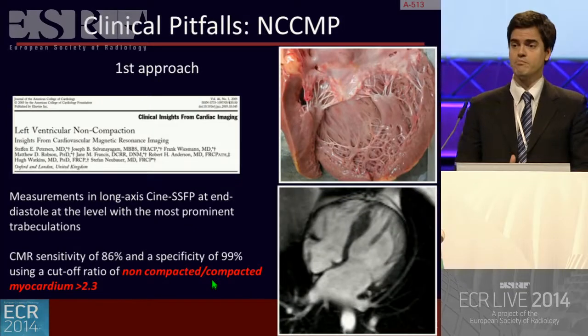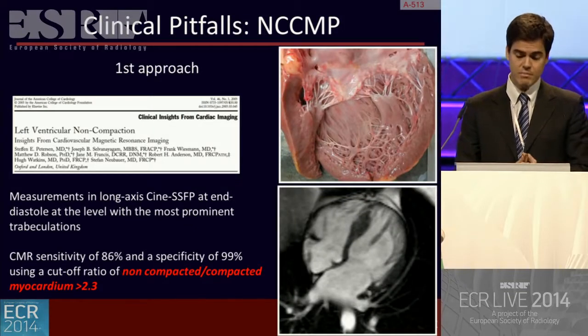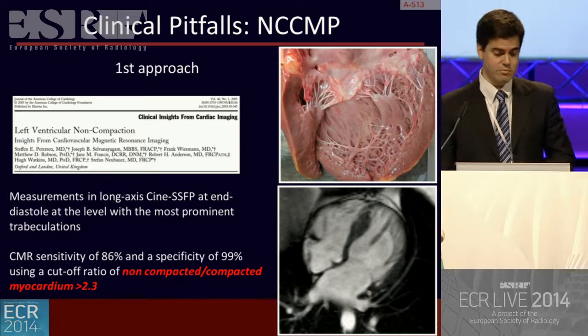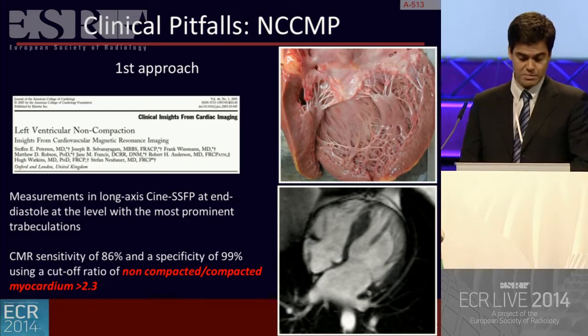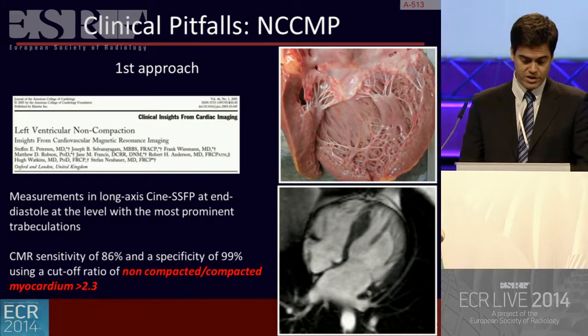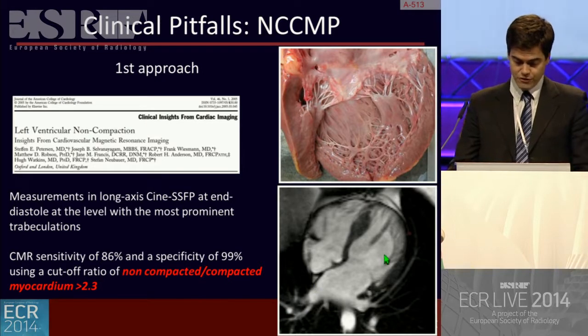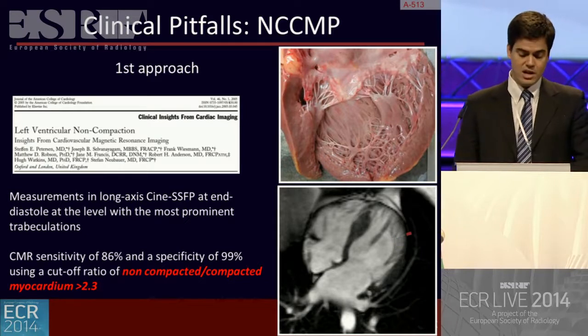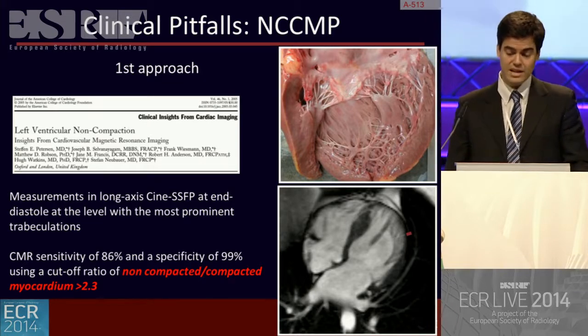So the first approach to measure and to give the diagnosis of non-compaction is still, in my opinion, a huge confusion because we don't know exactly how to deal with those clinical information. But what was suggested by Dr. Pedersen a few years ago in 2005 is to measure from end diastolic images the non-compacted component of the left ventricle, and whenever the ratio was higher than 2.3, there was a cutoff and the sensitivity of 86 and 99% for the diagnosis of non-compaction.